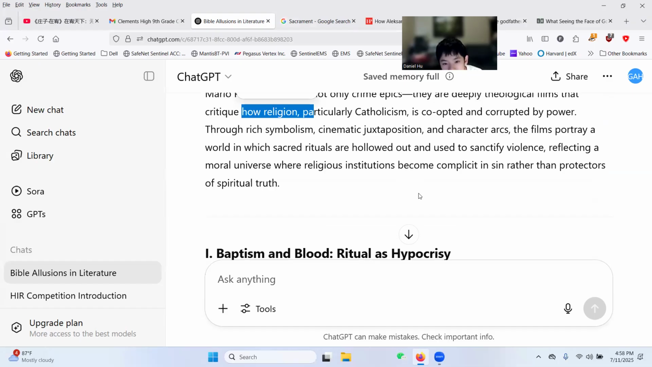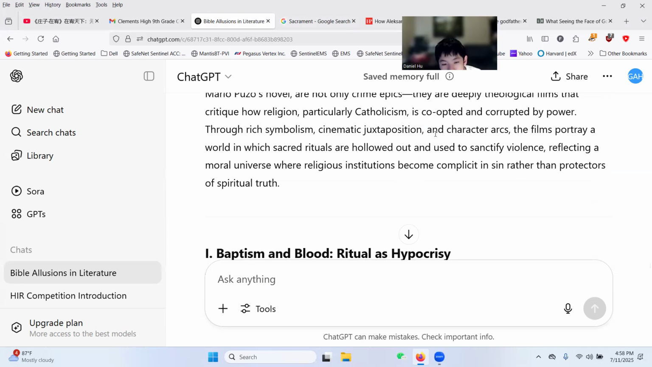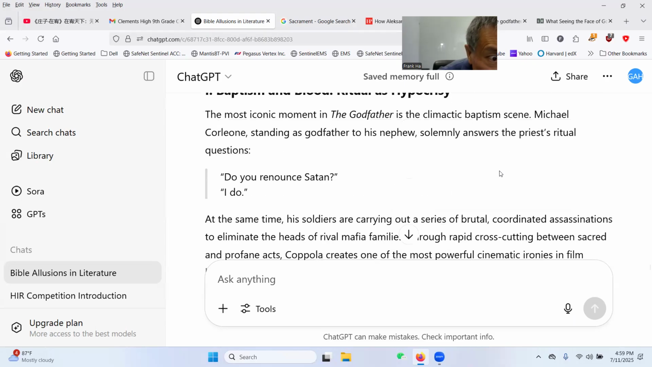Through rich symbolism, cinematic juxtaposition, and character arcs, the film portrays a world where sacred rituals are hollowed out and used to sanctify violence, reflecting a moral universe where religious institutions become complicit in sin rather than protectors of spiritual truth. What is juxtaposition? Put side by side for contrast. Wonderful, wonderful. You guys are the best.